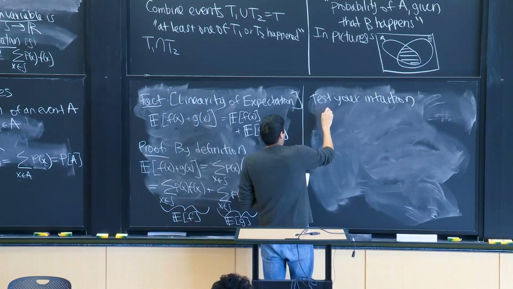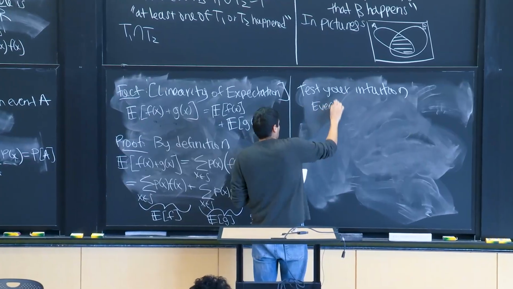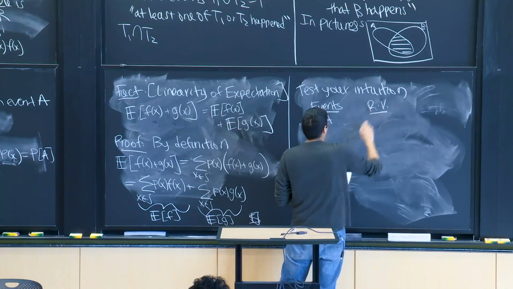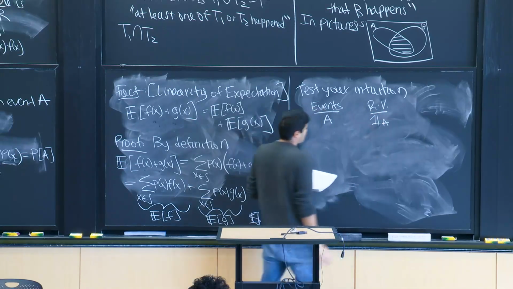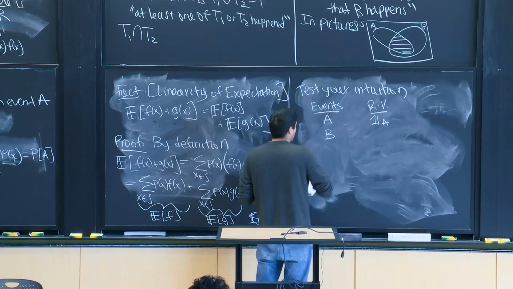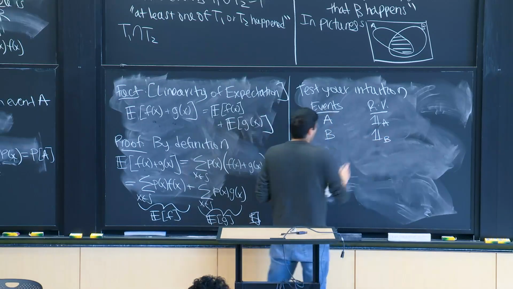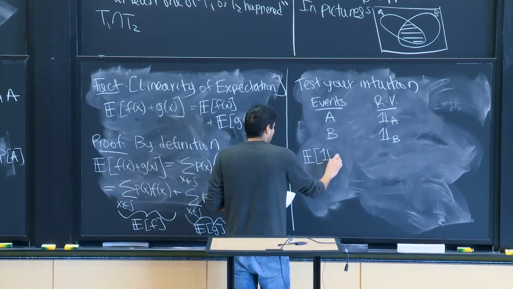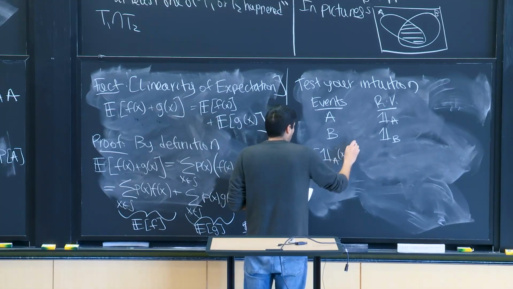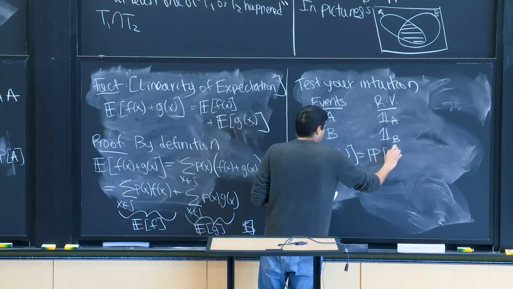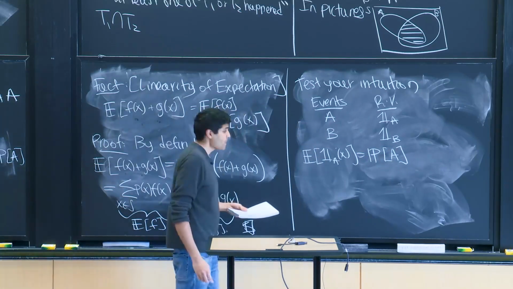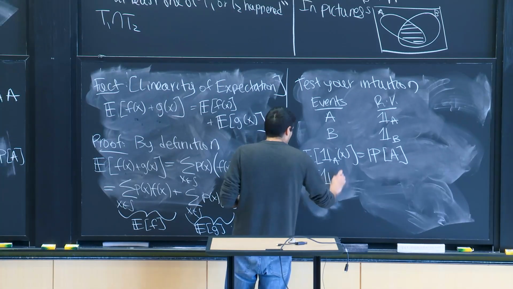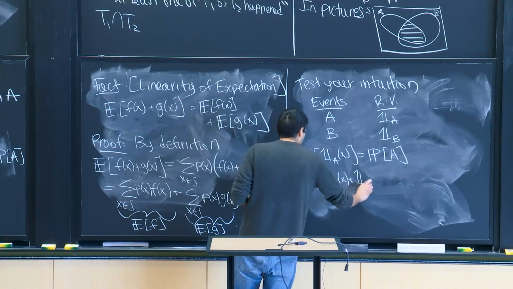So we know that if we have some event A, we can look at the associated random variable, the corresponding indicator of that event, 1A. We can look at some other event, 1B. And we already know from before that the expectation of this indicator of A is equal to the probability of A, right? What if I look at the expectation of 1A of x plus 1B of x?